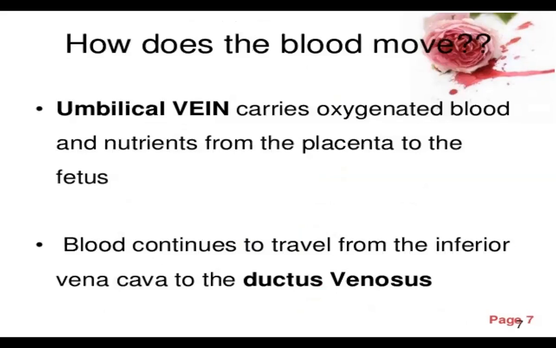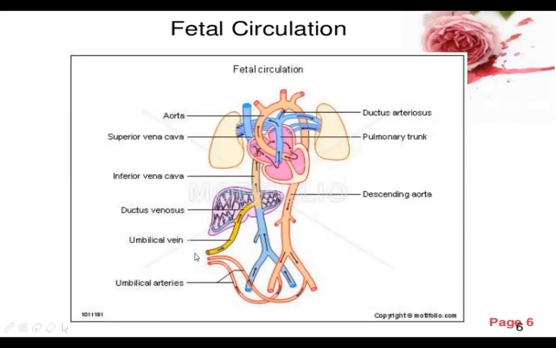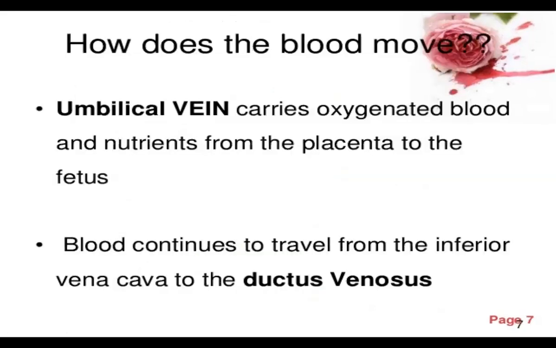And how does the blood move in the fetal circulation? The umbilical vein carries oxygenated blood and nutrients from the placenta to the fetus, and blood continues to travel from the inferior vena cava to the ductus venosus. So from here the oxygenated blood comes from the placenta and enters the ductus venosus, and from the inferior vena cava it goes upward. So that is the way it flows.